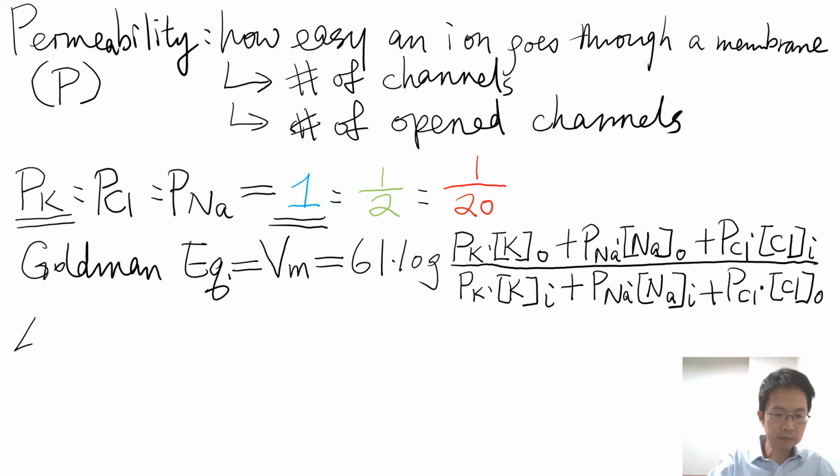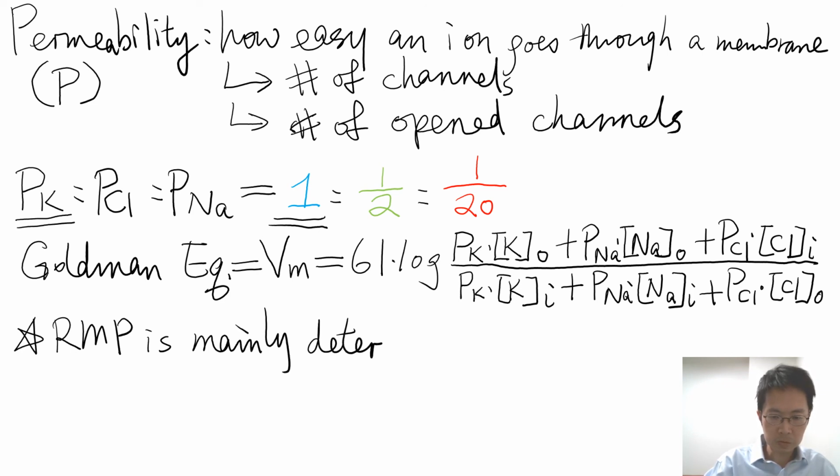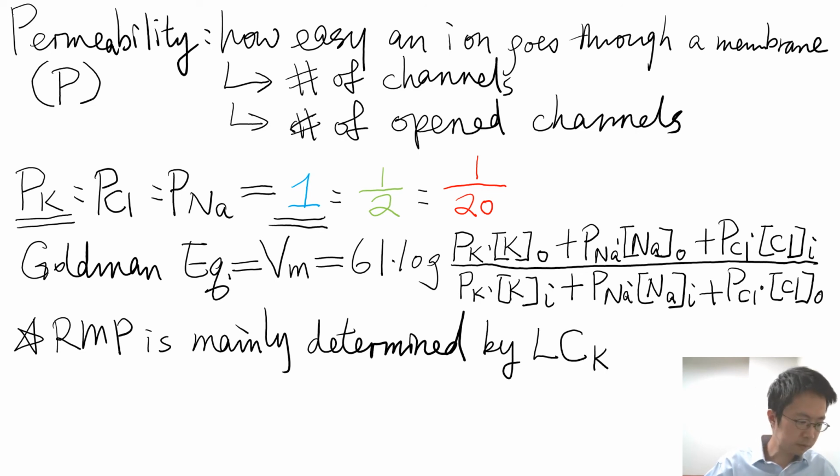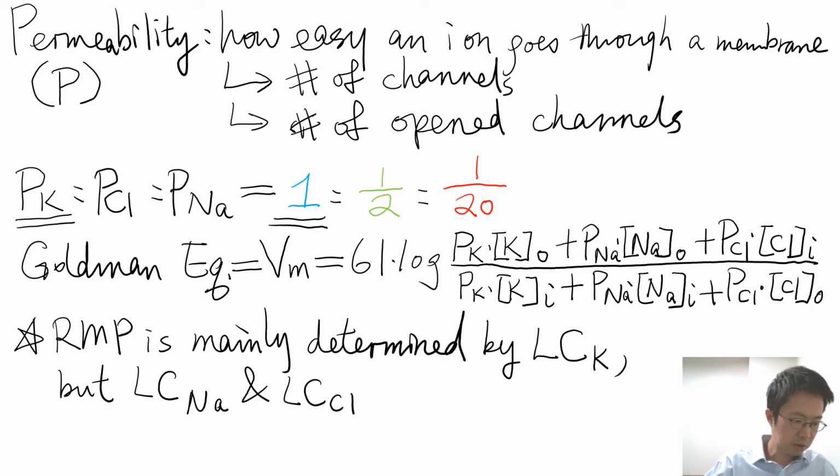So the key point: resting membrane potential is mainly determined by potassium, the leak channel of potassium, but the leak channel of sodium and the leak channel of chloride are also involved.